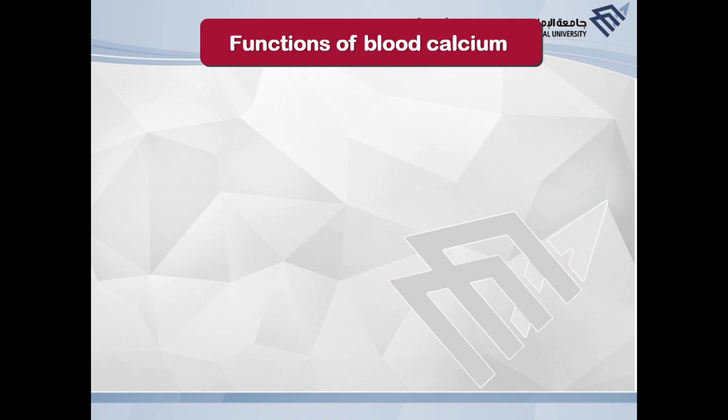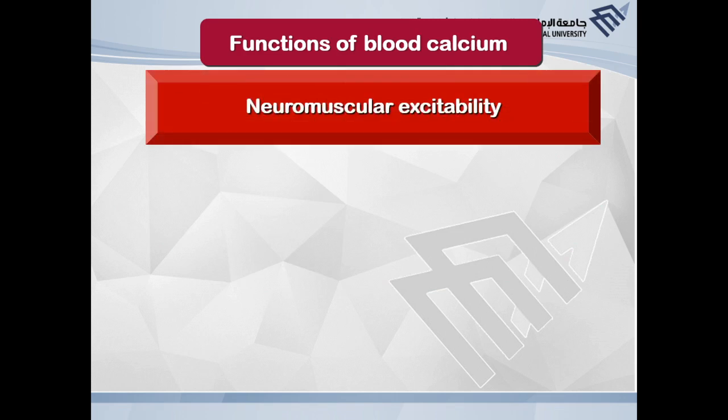So what are the functions of blood calcium? You have studied in the previous units. It has a role in neuromuscular excitability, and the relationship between calcium and neuromuscular excitability is inverse. If plasma calcium levels are low, neuromuscular excitability will be high. And if plasma calcium levels are high, then neuromuscular excitability will be low. So the disorders of hypocalcemia and hypercalcemia are related to this, and you will find the clinical features and signs of hypo and hypercalcemia.